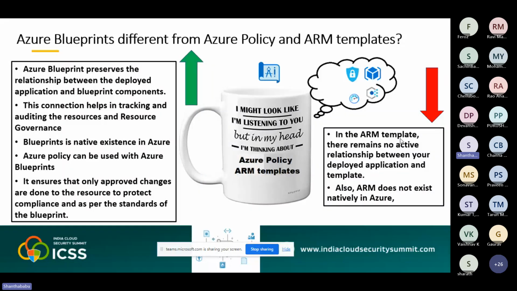So we have multiple tools we can build with, and we can deploy by using JSON files and all. That flexibility is there, of course. But with respect to the blueprint, it has a proper relationship between deployment and application, and the components residing in the data product at the same time, and that connection helps with tracking and auditing the resource governance.